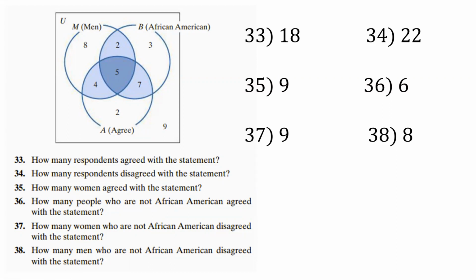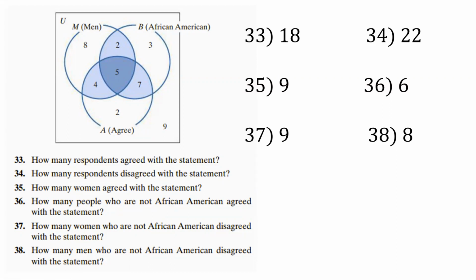But how many women agreed with the statement? So that means all of the people not in my men circle. They could be African American, they could not be, but they definitely can't be in my men circle, and they definitely do have to be in my agreed circle. And so that is going to be 7 plus 2 is equal to 9.